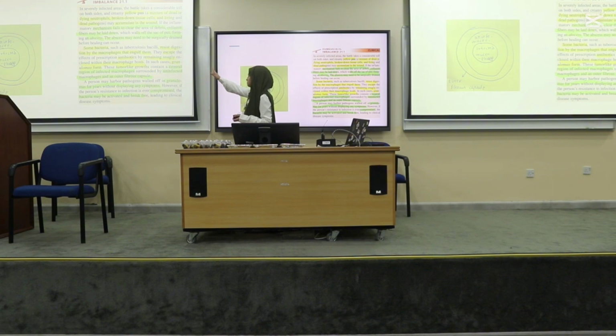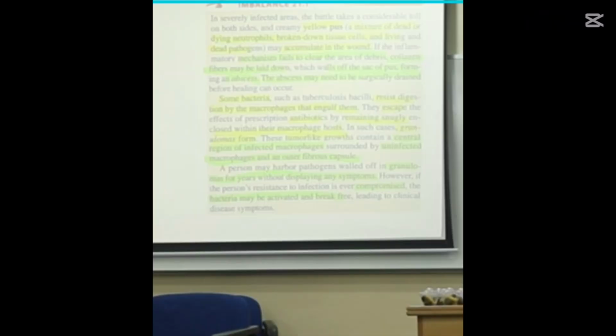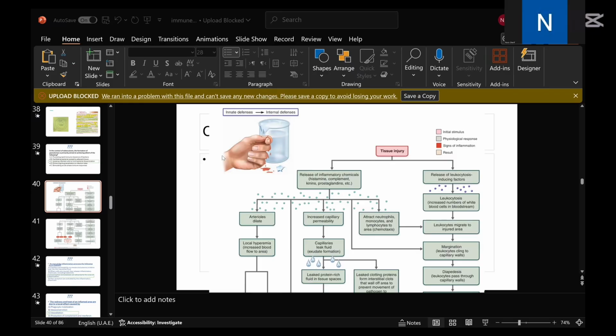Now because we did mention tuberculosis, resist digestion, and all of this, we can prescribe antibiotics. And in such cases, granulomas form. A granuloma, excuse my drawing, but what happens when you have the infected macrophage and the bacteria is trapped there, they're not able to kill it. So another uninfected macrophage surrounds it, and we also have an outer fibrous capsule. So this is what a granuloma is. When the immune system is ever compromised, the bacteria may get reactivated and it will break free, leading to clinical disease symptoms.